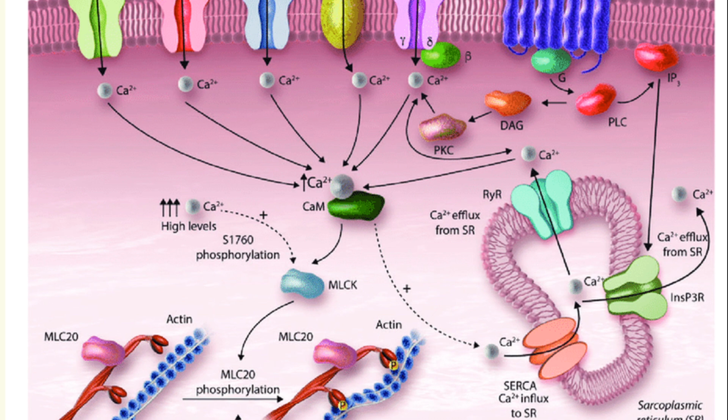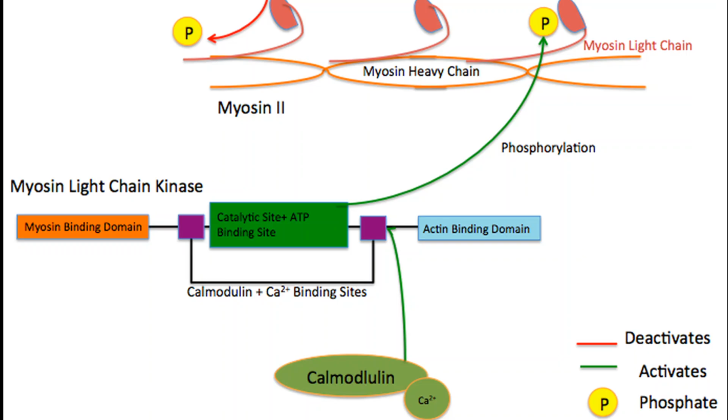Section 11. Myosin light chain kinase, the engine starter. The calcium-calmodulin complex, once formed, doesn't directly interact with the contractile proteins. Instead, it activates another key player in the contraction process, an enzyme called myosin light chain kinase, or MLCK. Think of MLCK as the engine starter for smooth muscle contraction.